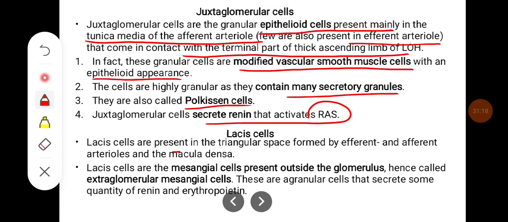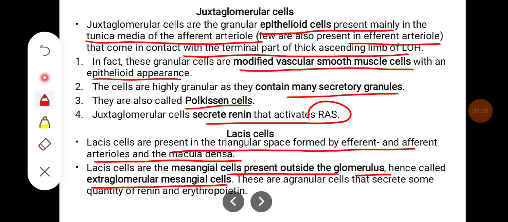Lacis cells are present in the triangular space formed by the efferent and afferent arterioles and the macula densa. Lacis cells are the mesangial cells that are present outside the glomerulus and hence are called extraglomerular mesangial cells. These are granular cells that secrete some quantity of renin and also erythropoietin.